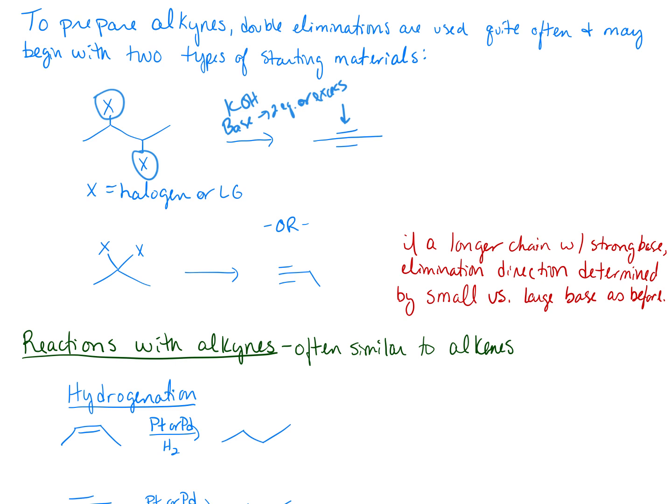In the same way, we could end up using both of these if they're on the same carbon in order to make a triple bond as well. So here again, we can use NaOH in excess, or we can use at least 2 equivalents of base. So it's going to take a minimum of 2 equivalents. Usually takes a bit more than that to actually get the reaction to go pretty well. If you have a longer chain with a strong base, the elimination direction is determined by small versus the large base, just like we did with Hofmann elimination versus Zaitsev elimination. So that's what's going to make a bigger difference there.